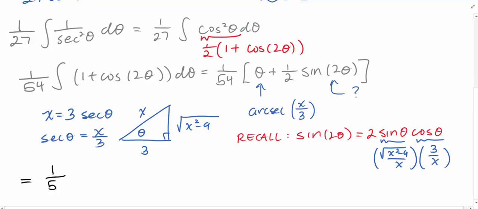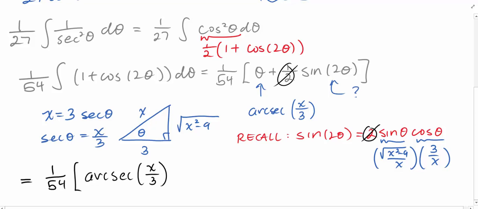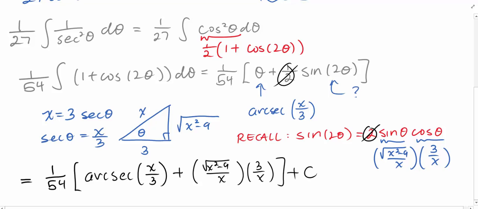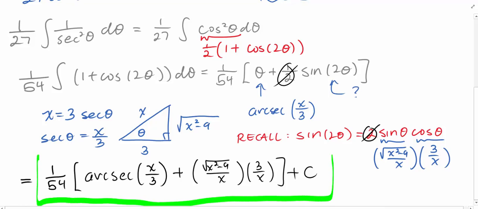So in x land, it's 1 over 54. That theta can be written as arcsecant. You could also use arc anything, arctan, arcsine from the triangle, but we'll use arcsecant. The 2 and the 1/2 are going to cancel out. And so I'm just left with the sine of theta, which we said earlier was square root of x squared minus 9 over x, and the cosine of theta, which is 3 over x, and then plus c. So this is our very, very interesting solution for this problem.